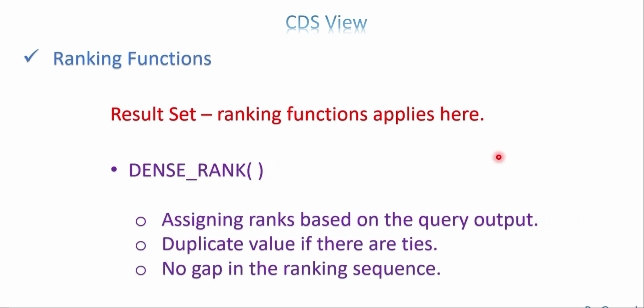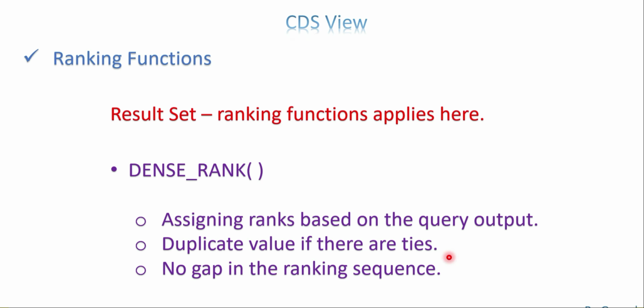Then the next ranking function is dense rank. The function ends with rank. It's very simple. We are trying to get the rank for each record. So depending on your query information or query set, the rank is determined for each row. Okay, and then there will be duplicate ranks if there are ties, obviously. If the values are equal based on your query set, the same rank is applied for more than one row. And then there is no gap in the ranking sequence.